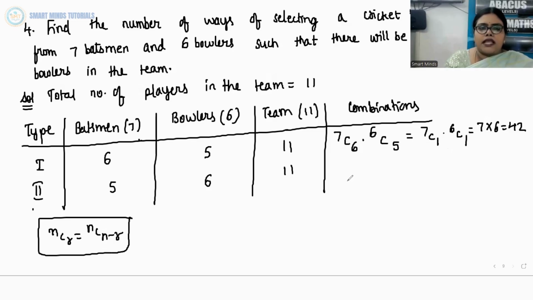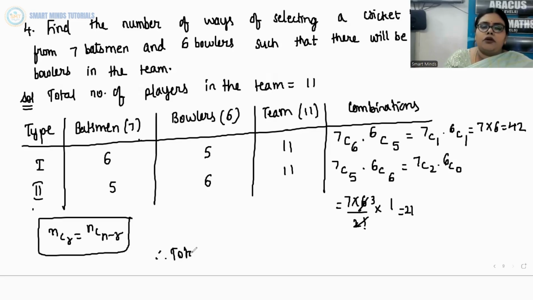Now coming to the second type, from 7 batsmen you can select 5 batsmen, and from 6 bowlers you can select 6 bowlers. So that is 7C2 into 6C0. Now how to simplify 7C2? Start from 7, reduce 2 times, divided by 2 factorial, and 6C0 is 1. 2 ones are 2, 2 threes are 6, that is 21 ways.